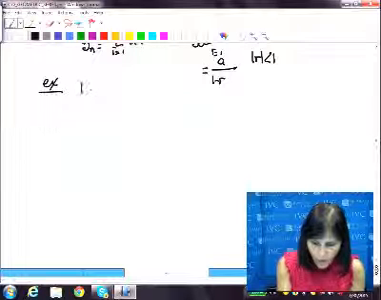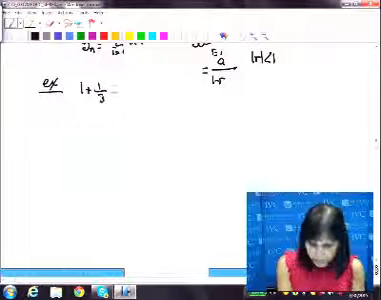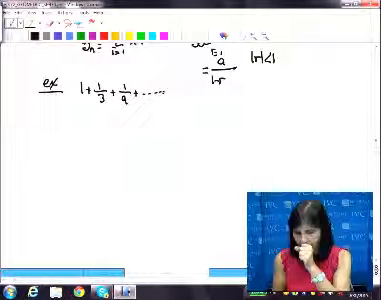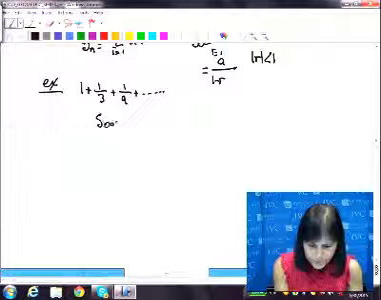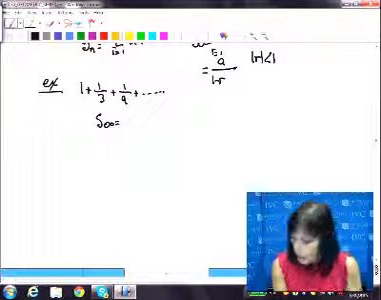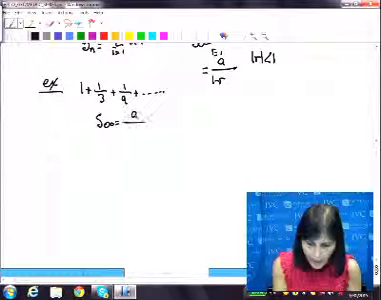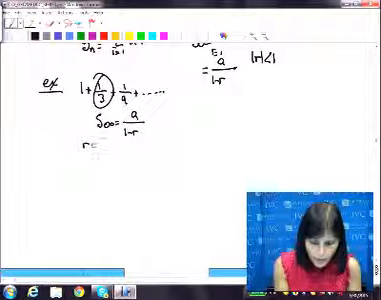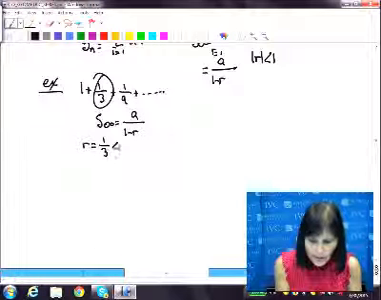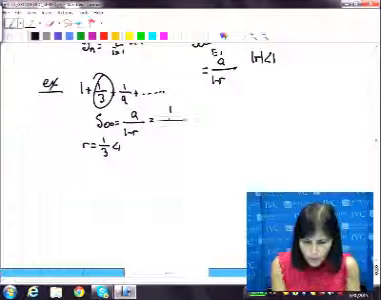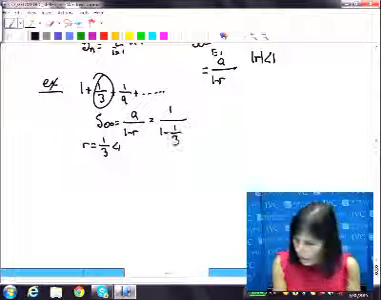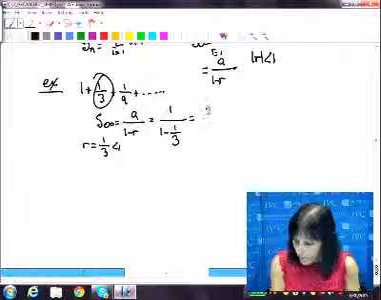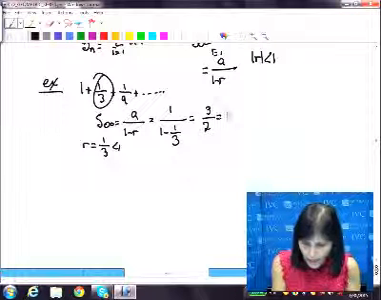Let's say I have 1 plus 1/3 plus 1/9, dot dot dot, and I'm looking for the infinite sum. So what is that going to be? A over 1 minus r, because my r, I'm multiplying by 1/3 each time, and that's less than 1. So my first term is 1, over 1 minus 1/3. That gives me 3/2.